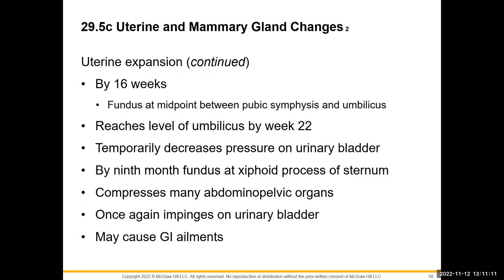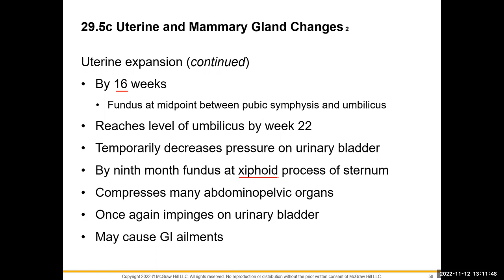So now we get to week 16 and we'll see the tip, or the fundus, of the uterus is now going to be somewhere between the pubic symphysis and the umbilicus. And then around week 22, the fundus reaches the level of the umbilicus. And then by the ninth month, the fundus has gone all the way up to the xiphoid process. And you remember the xiphoid process is the inferior tip of the sternum there. So at that point, by week 40, we're seeing quite a large expansion of the uterus.